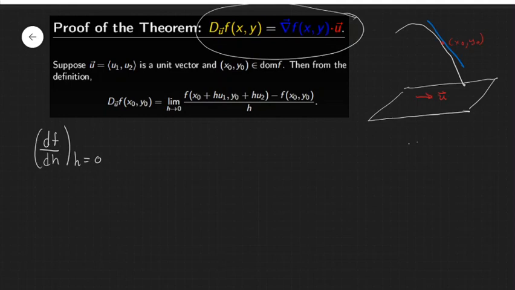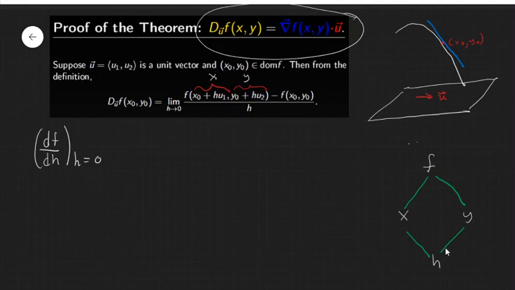Now, note that f is a function of x and y, where x is the first component given by x naught plus hu1, and y is the second component, equal to y naught plus hu2. Now, each of these variables x and y is a function of h. So we have this diagram connecting these variables.